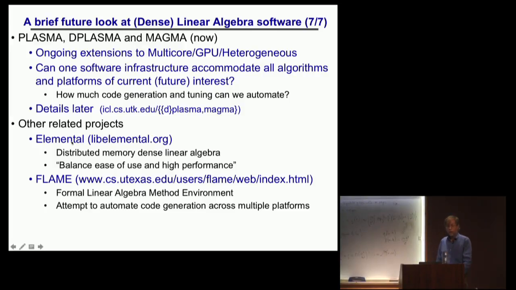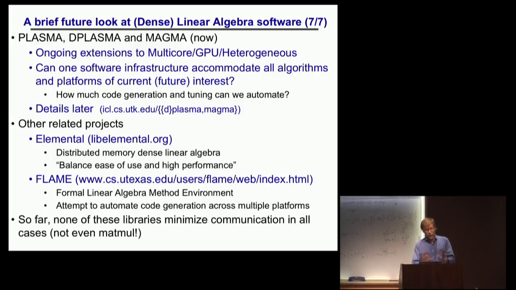Elemental, which was started by Jack Poulson, is also trying to do distributed dense linear algebra, and it has a user community making contributions, and it's doing other things besides dense linear algebra. There was a similar project at Texas which was trying to generate all this code automatically. So anyway, that's just a little history. And I should say that the goal today is that all these algorithms should in principle hit lower bounds and minimize communication. It turns out that not even for matrix multiply do all of these libraries yet minimize communication. So there's still a lot of work to do.